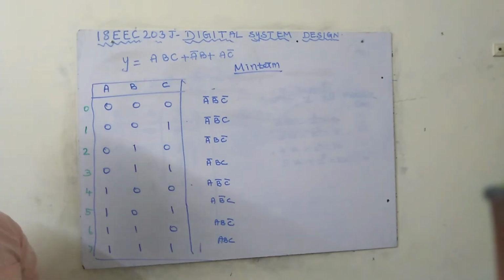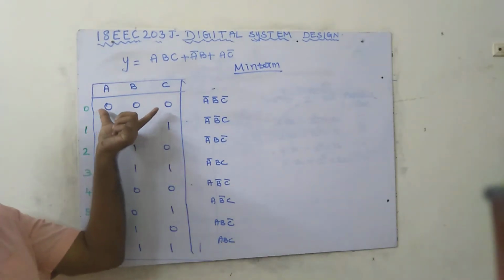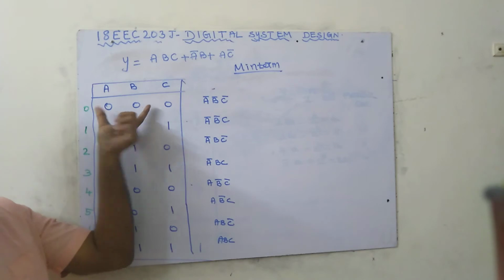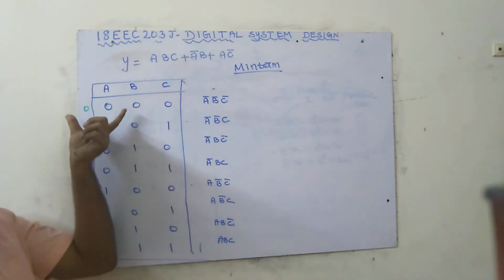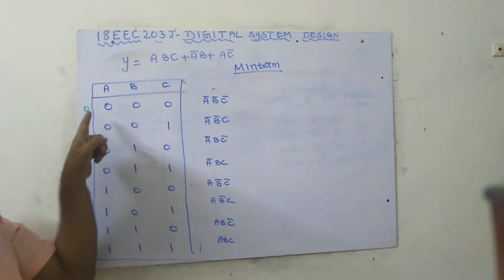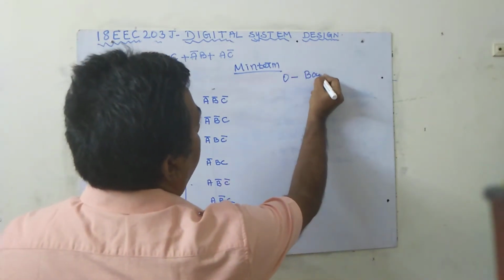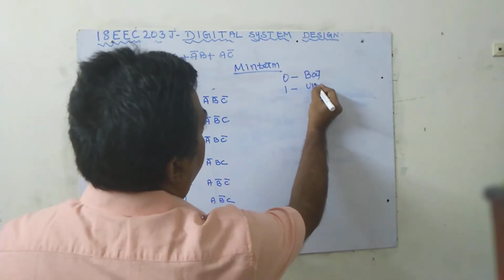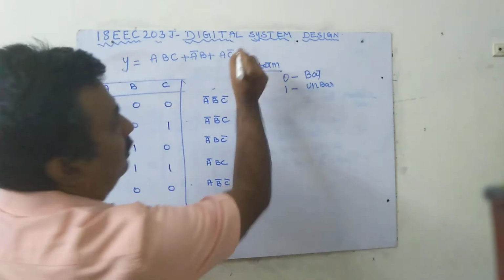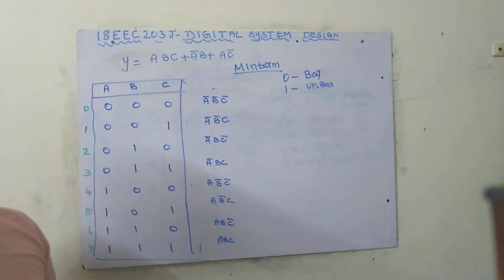Min term is nothing but a product term of each combination. The product term of each combination is called the min term. Here 0 is assigned with a bar letter, and 1 is assigned with an unbar letter. Bar means nothing but the complement.